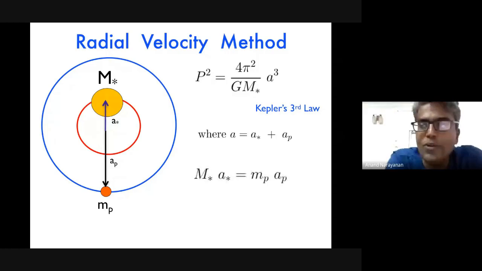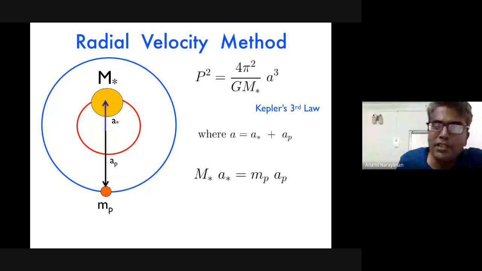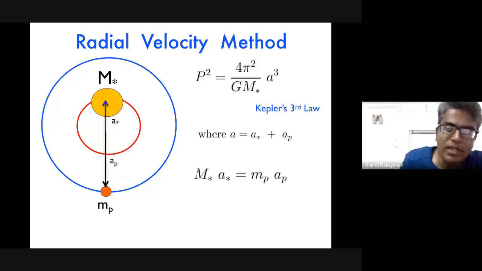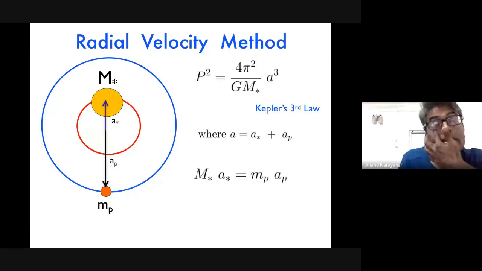We can also write the expression for center of mass, which is m star A star is equal to MP AP. Now, as I already mentioned, A star can be determined from the radial velocity curve. From Kepler's third law, if you know the mass of the star, which is a quantity that can be estimated from the spectrum of the star itself, when we record the spectrum of the star, based on the spectrum we can estimate m star, the mass of the star. The period we get from the radial velocity curve.